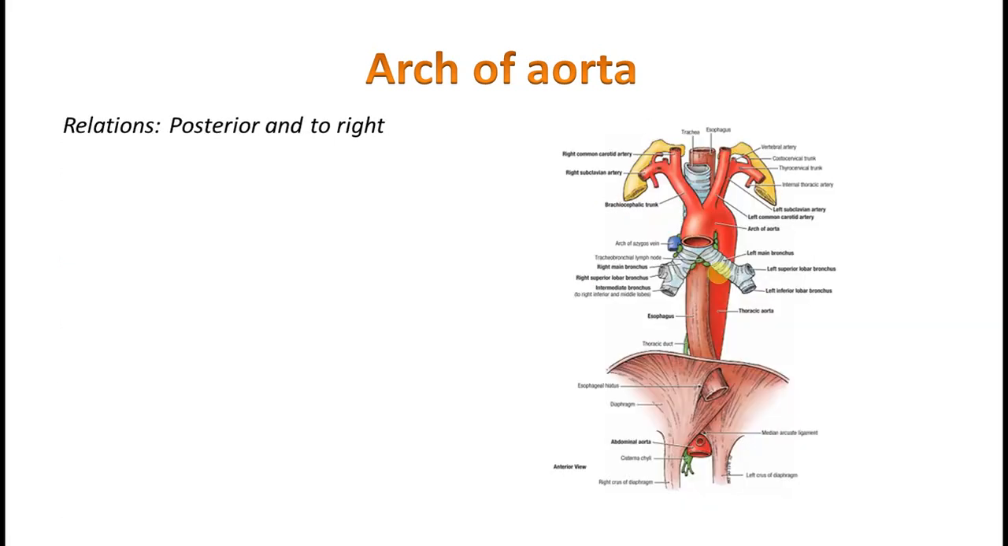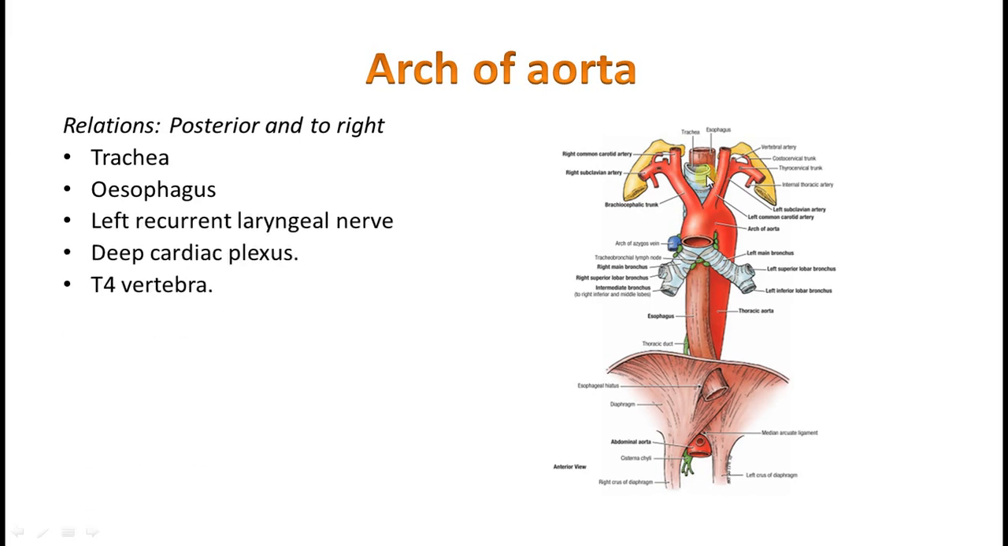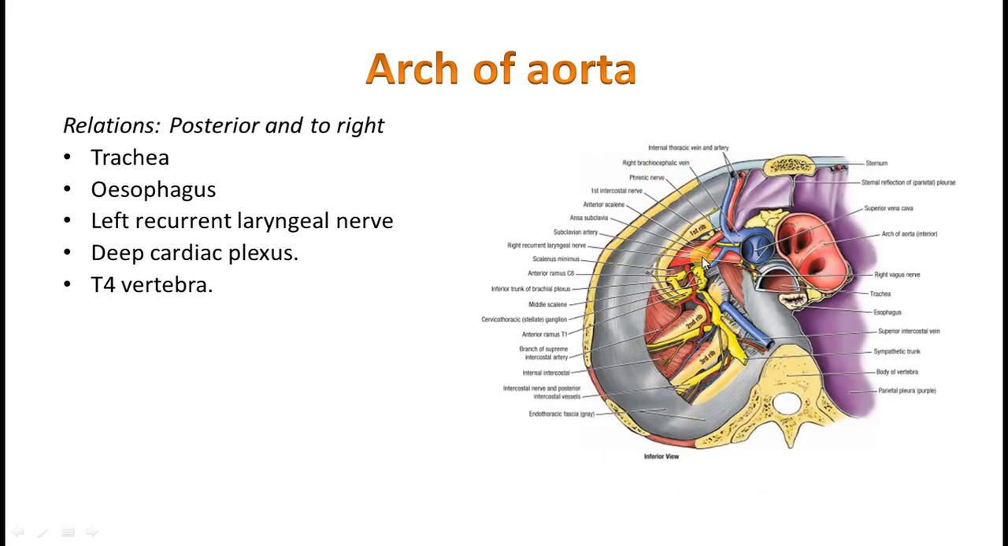Now coming to the relations posteriorly and to the right. These are the relations behind the aorta. Very well you know, mainly these two tubes, the trachea and the esophagus. And as I told you, in the groove between the trachea and the esophagus is the left recurrent laryngeal nerve. And then the deep cardiac plexus, which will be present near the bifurcation of the trachea. And then more posteriorly what you see is the fourth thoracic vertebra.